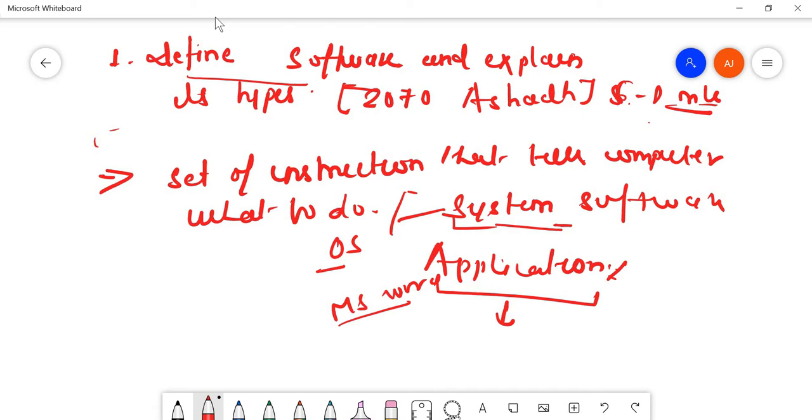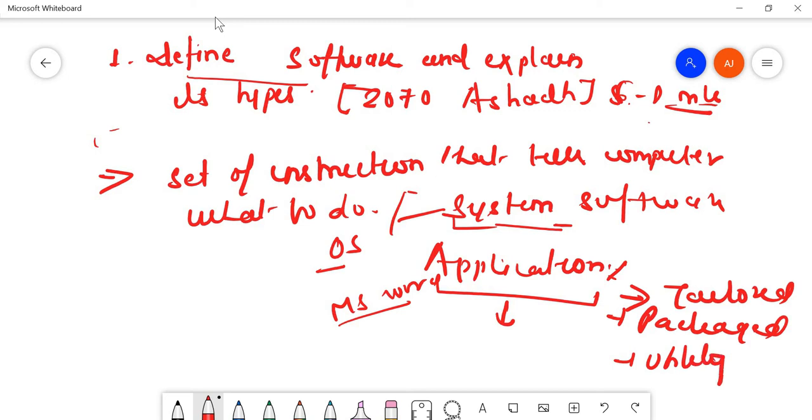And again, in application software we have three types, that is tailored, packaged, and utility. Okay, so if it is of 8 marks, explain all these also, but if it is of 6 marks, no need to explain, you can write the names of the software. Fine, so let's go to the second question.